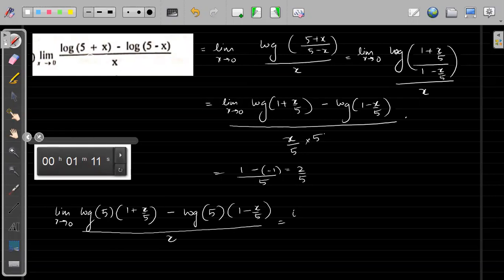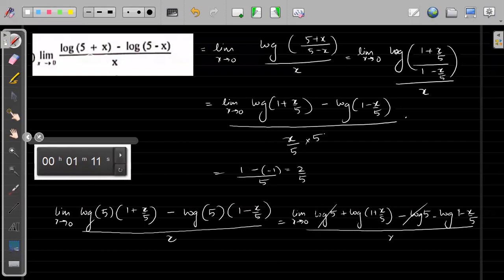So this is limit of x tending to 0, log of 5 plus log of 1 plus x by 5, minus log of 5, minus log of 1 minus x by 5. This and this get cancelled, so this is divided by x. This and this get cancelled. So you'll have exactly the same thing which you have done before.